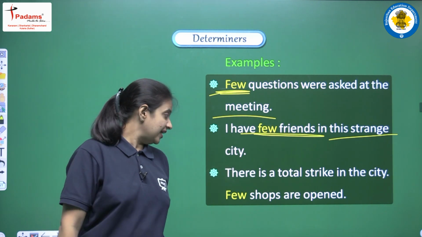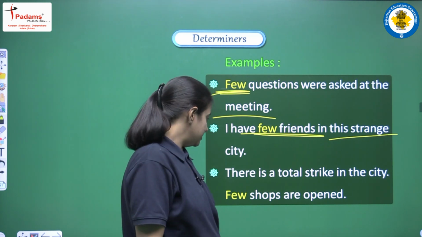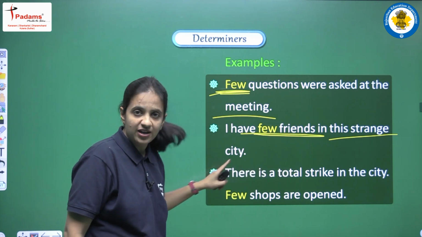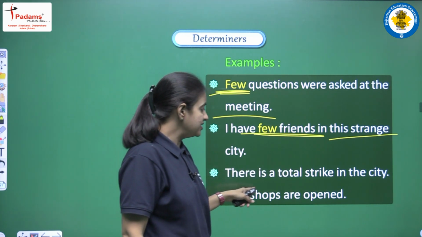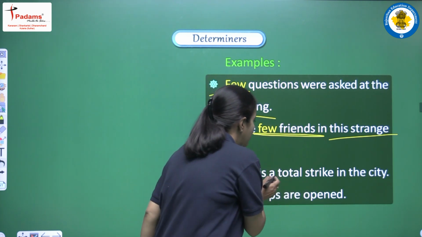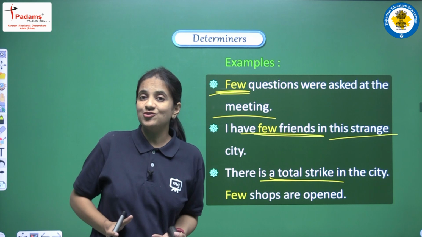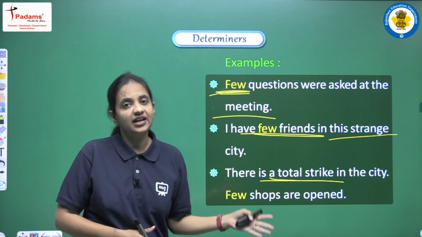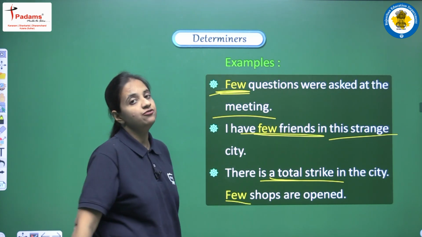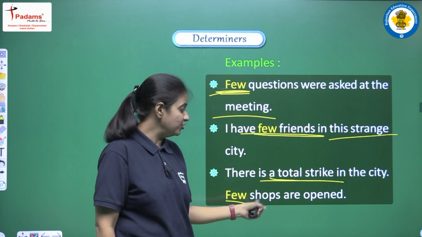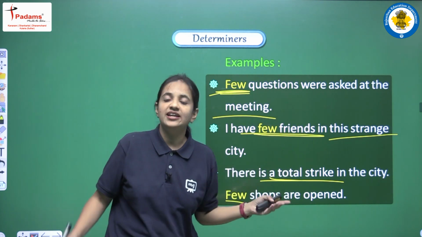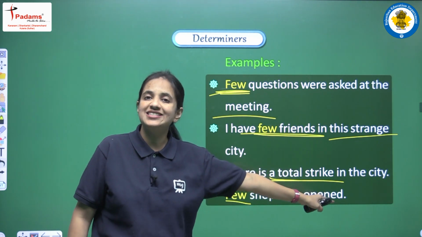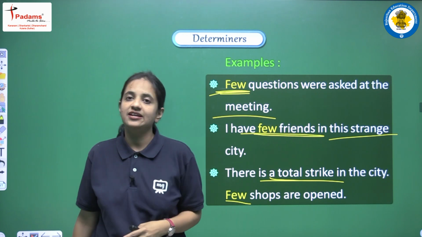The next sentence is: there is a total strike in the city, few shops are open. Now focus on the first sentence in this example: there is a total strike in the city. So because of the strike, obviously almost no shop was open, and this is the reason we are using few here, making the sentence few shops are open. It means all the shops are closed because there was a total strike in the city. Clear?